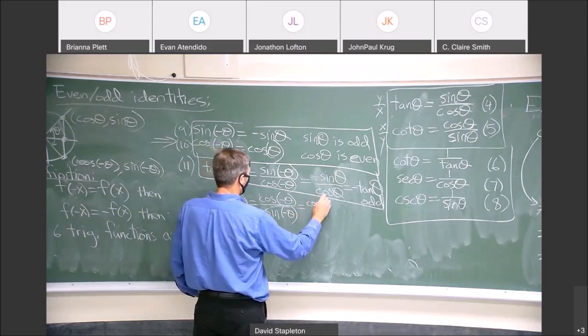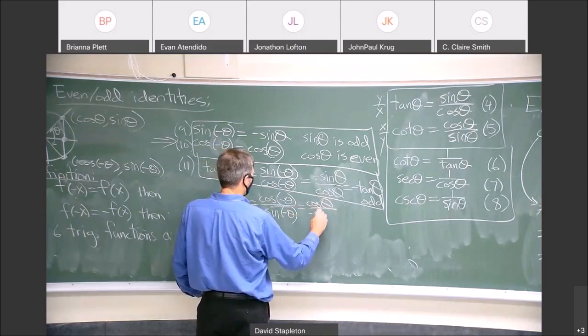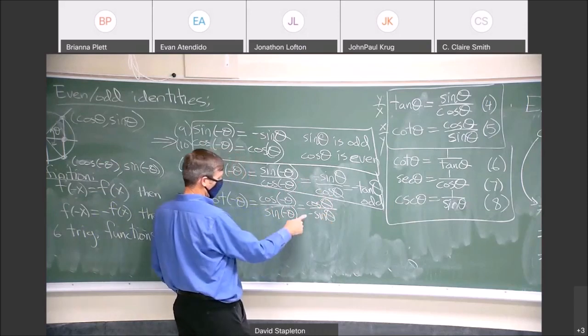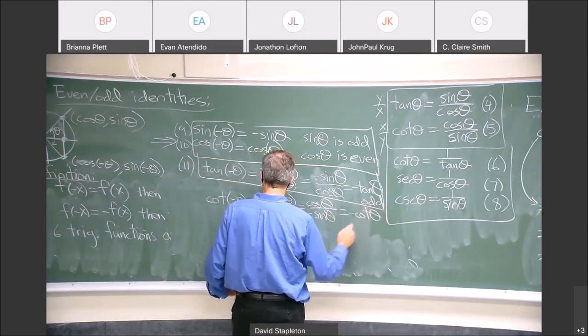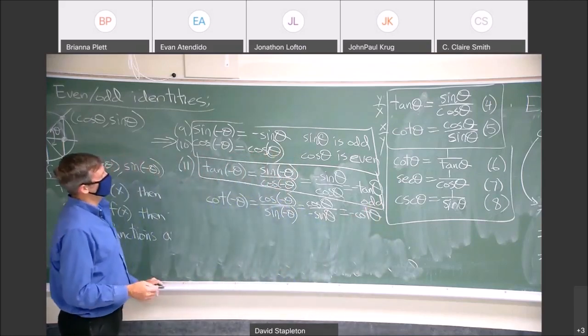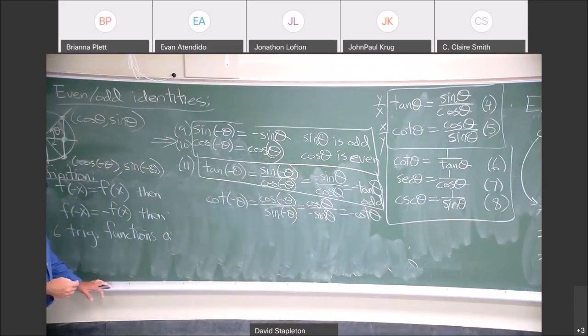Cosine, the minus goes away. Sine, the minus comes out. Cosine is even and sine is odd. Oh, that's minus cosine over sine, which is minus cotangent. These all look so easy when you see the identities up there. Try these though at home when you're not looking right at them.